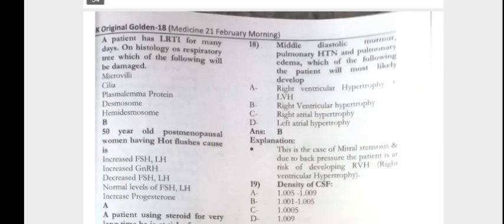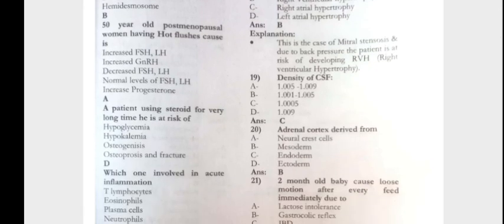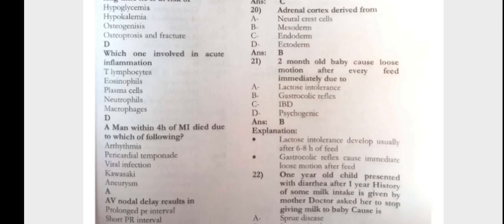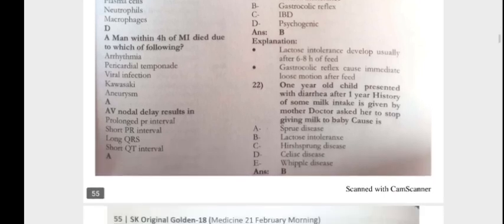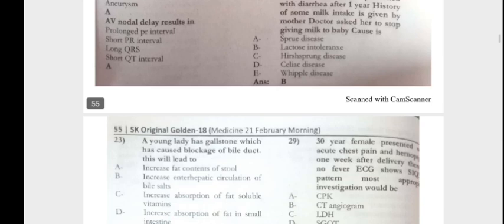Next, a mid-diastolic murmur, pulmonary hypertension, pulmonary edema. Which of the following will the patient most likely develop? That is right ventricular hypertrophy. The density of the CSF is 1.0005. Adrenal cortex is derived from the mesoderm. A 2-month-old baby has loose motion immediately after every feed due to the gastrocolic reflex. A 1-year-old child presented with diarrhea after a history of some milk intake given by the mother. The doctor asked her to stop giving milk to the baby. The cause will be lactose intolerance.